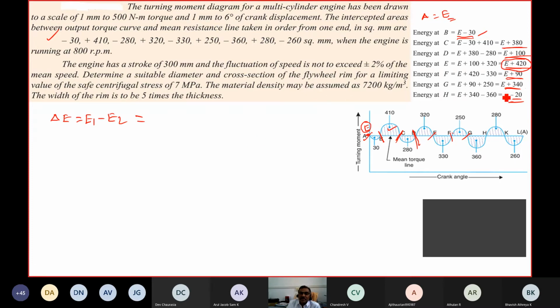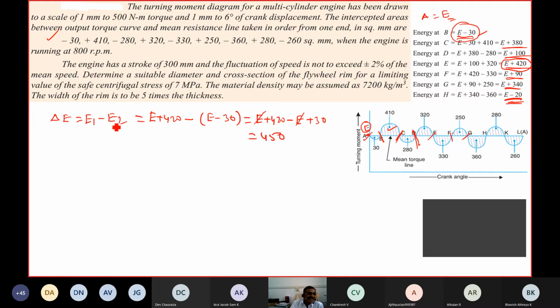Similarly, which is minimum? One is E minus 20, here E minus 30. So E minus 30 is the minimum. Now write here, what is the maximum? E plus 420 minus E minus 30. So this is E plus 420 minus, take inside, minus E plus 30. So E cancel, 420 plus 30, 450.